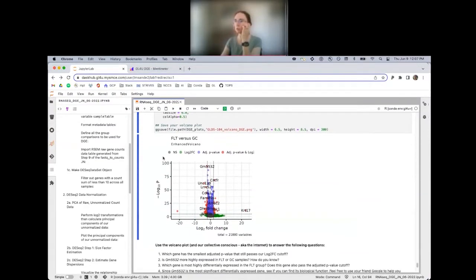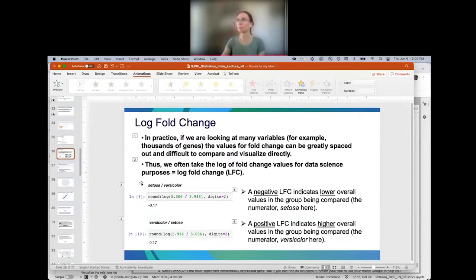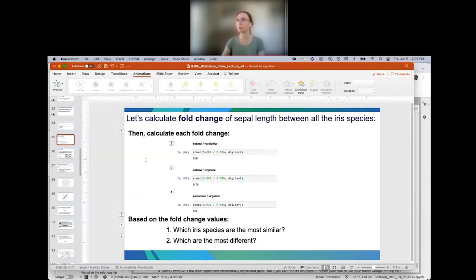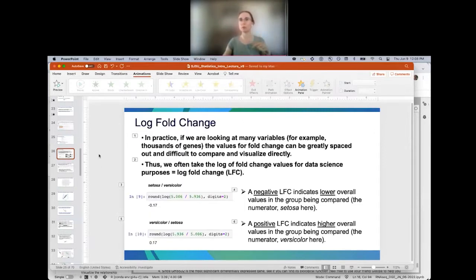Let me point out, if we look at this plot, you can see that GM5532 has a negative log two fold change in the flight versus ground control comparison. So if we go back and take a look at how we calculate log fold change, to calculate fold change, you just take the ratio between the two groups. And recall we noted that this is just going to be values between 0 and 1, with closer to 1 meaning the groups are more similar, and closer to 0 the groups are farther apart. But to make this a more intuitive comparison, we take the log of those values so that a negative log fold change will indicate lower overall values in the group being compared on top, whereas a positive log fold change indicates higher overall values in the group being compared.